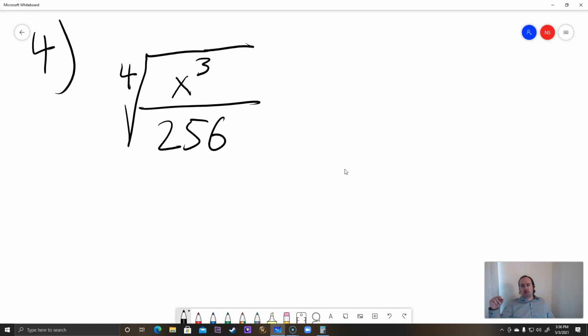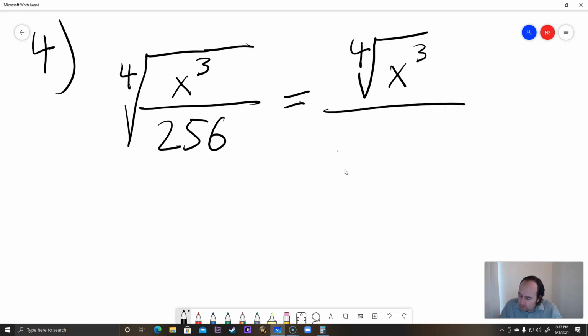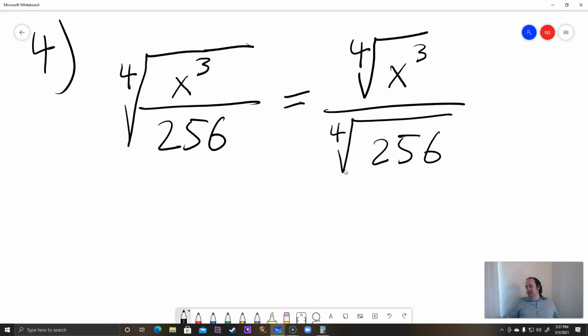But we can still distribute it to the top and the bottom, just like we did on the last problem. So we're going to have the fourth root of the numerator, so the fourth root of x cubed, over the fourth root of the denominator, so that's the fourth root of 256. And remember, we already calculated the fourth root of 256. We said it was 4.